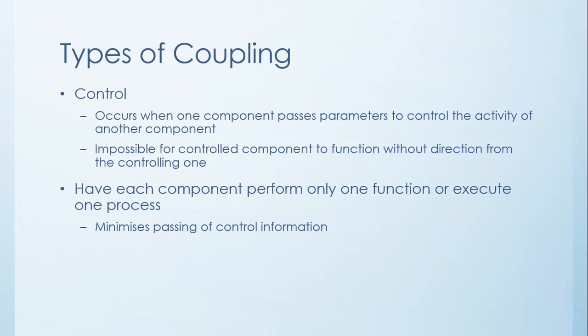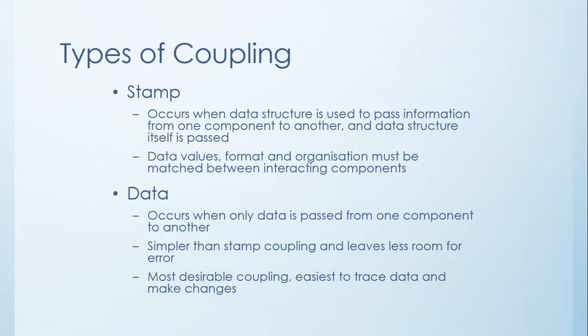The next level down is control coupling. This occurs when one component passes parameters to control the activity of another component. It's impossible for the controlled component to function without direction from the controlling one. The way to mitigate this is to have each component perform only one function or execute only one process. That means you minimize the passing of control information as much as possible. Finally, this brings us to two of the lower forms of coupling, which are a lot more preferable. In stamp coupling, you're passing data structures between one component and another, and the data structure itself is passed.